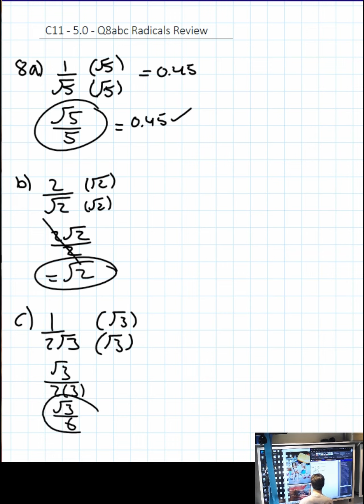Circle our answer. So for some reason, they want you to rationalize the denominator to get rid of the root on the bottom, because for some reason, it's easier to divide by an integer than a root. We're just rationalizing the denominator, getting rid of the root on the bottom.